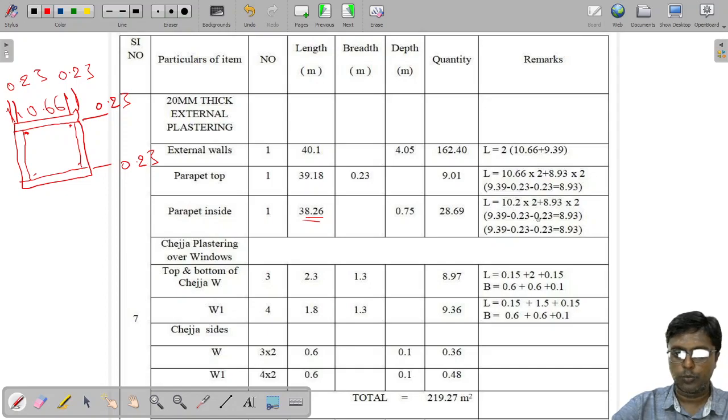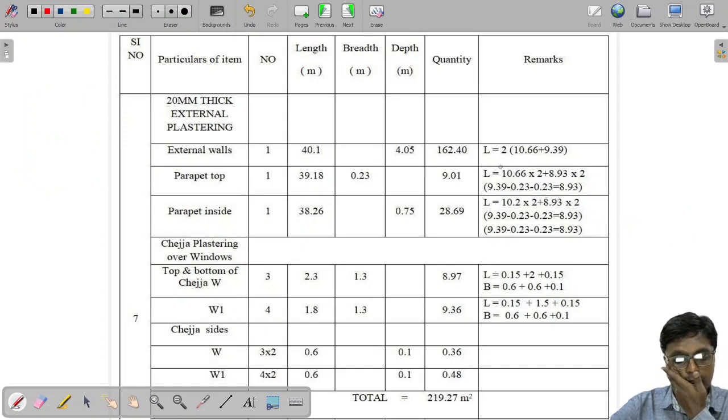This I think you can do the corrections. It is 10.66 minus 0.23, which will become 10.2. This had to become 10.66. 10.66 minus 0.23. Please correct this. 10.66 minus 0.23 will become 10.2. This is the same 8.93. This is correct.